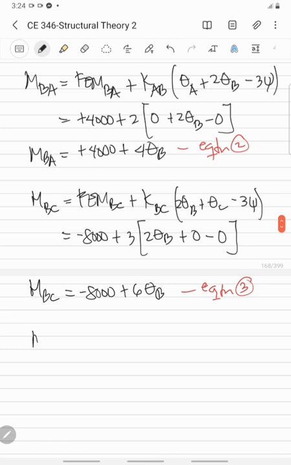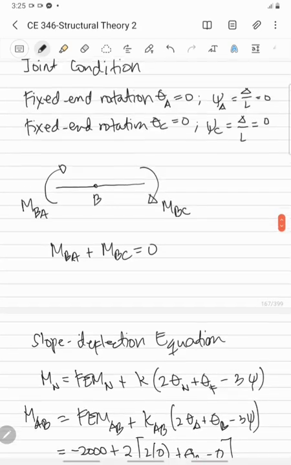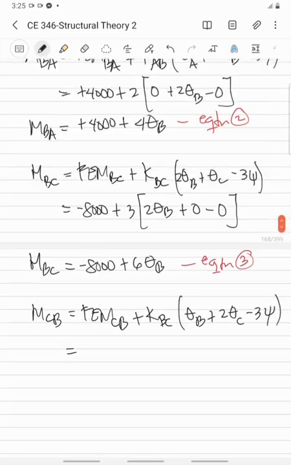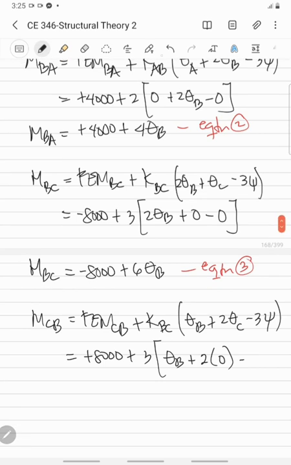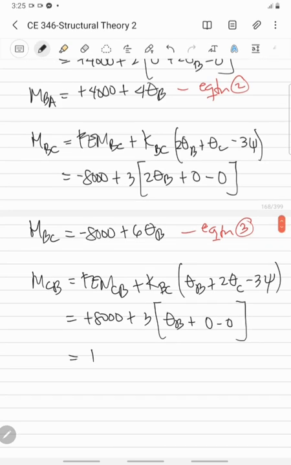For the moment CB, that is equal to fixed end moment CB plus K_BC times theta B plus 2 theta C minus 3 psi. The fixed end moment of B to C is positive 8000, plus the beam stiffness, which is 3. We have theta B, but theta C is equal to 0, and psi is also equal to 0. So what we have is positive 8000 plus 3 theta B. This is moment CB, and this will be our equation 4.